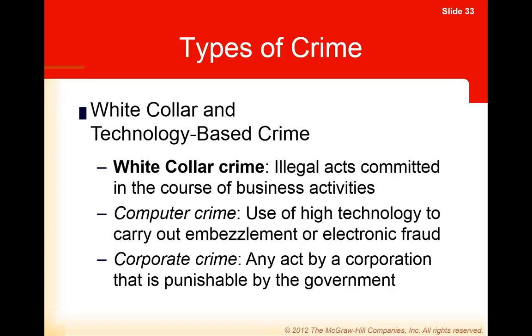Another definition of corporate crime is any act by a corporation that is punishable by the government. Did BP commit corporate crime? The government kind of said yes when they fined them.